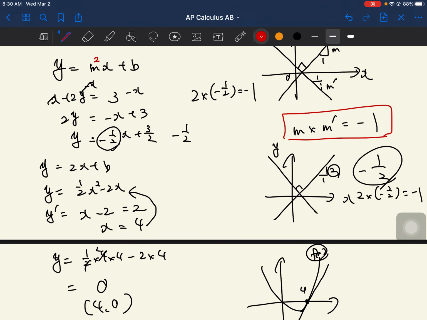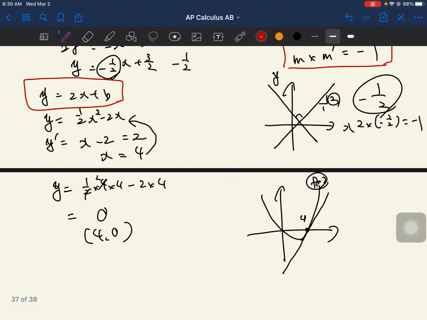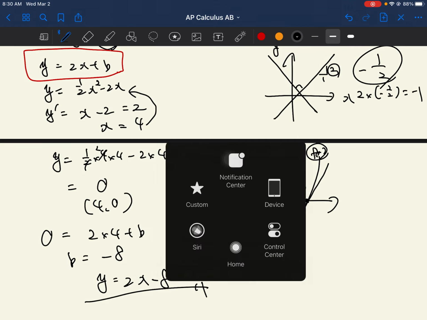Yes. And yeah, so this means this linear function has a point at (4, 0). So let me plug in 0 equals 2 times 4 plus b. b is negative 8. So now we got the answer, y equals 2x minus 8.